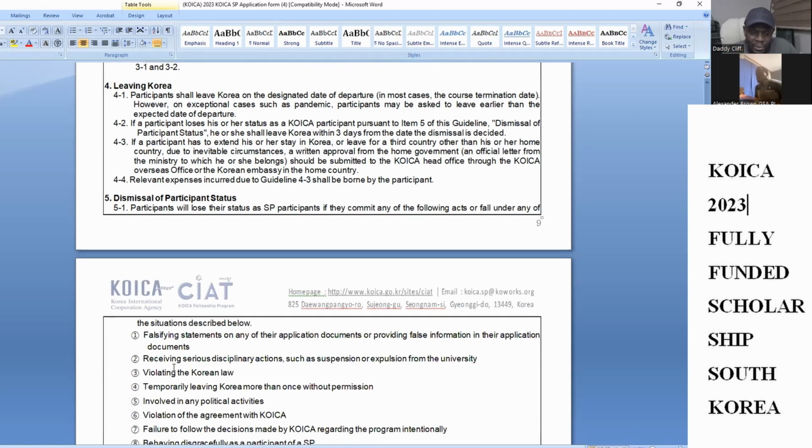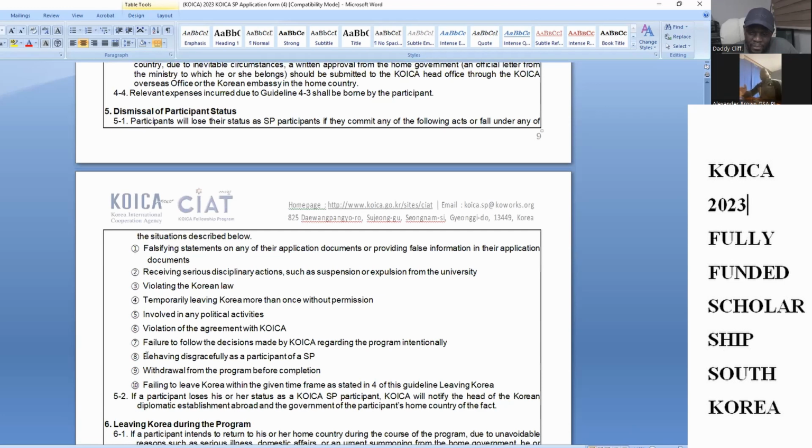These are things that lead to dismissal of participant status. They say you will lose your status as a participant. So as we said, falsifying statements on any application documents, just like the one we were discussing, don't even try it.